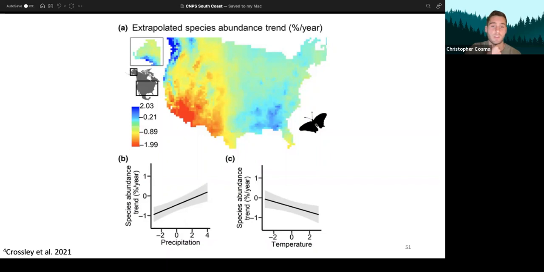What they've shown in this paper is that this can be explained by recent climate change in these regions. In these two bottom panels, B and C, we have the abundance trend, just how much it's decreasing in percent per year on the y-axis, and we have precipitation on the x-axis. We can see that if we follow our downward trend, the populations of butterflies are decreasing with lower precipitation, which is to be expected with climate change. It's getting drier in this region. We also see that the population of butterflies is decreasing with higher temperature, which we also expect with climate change. So again, a lot of this is likely driven or at least exacerbated by climate change.